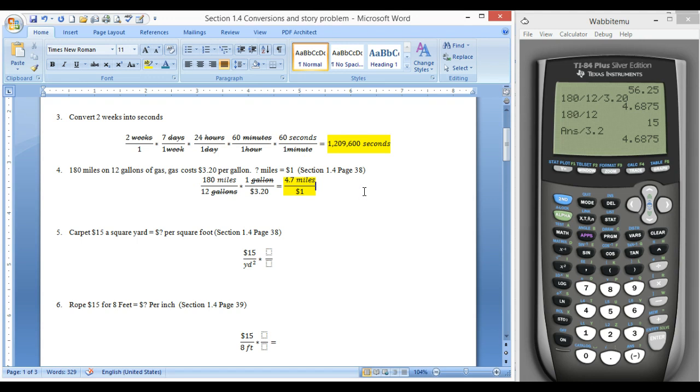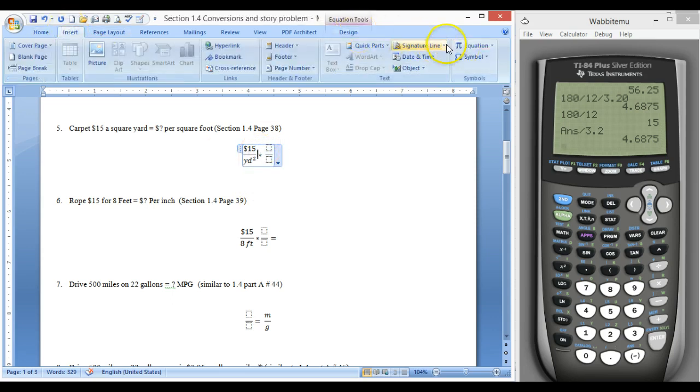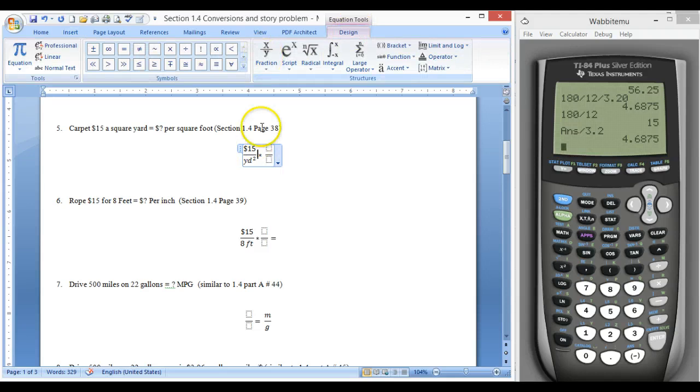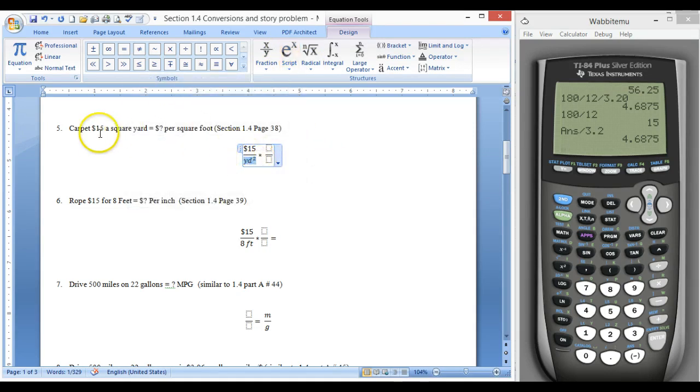Okay, let's move on to question number 5. Carpet is $15 a square yard. I want to know how much it will cost per square foot. So the first thing I've done is I already inserted an equation. Come up to design. I got us a fraction. I did $15, and here I did a script, a superscript, so that I got yards squared. So it was $15 a square yard.